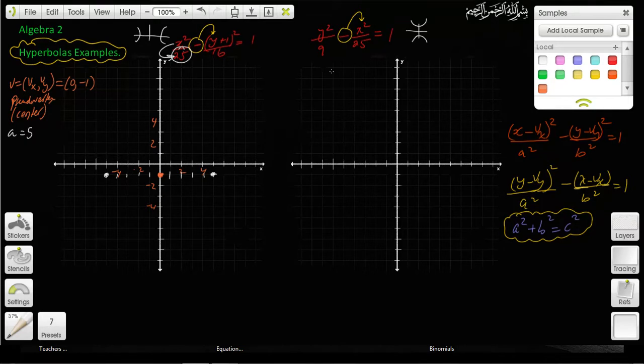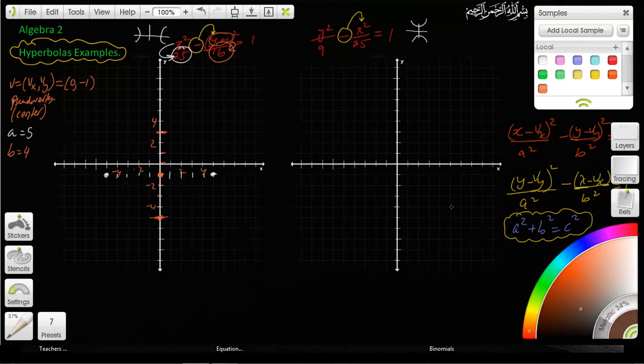And then I'm going to look at the y term, and in the y direction, in the vertical axis, I'm going to go 4 units up and down like this. So I'm going to go 1, 2, 3, 4 over here, and 1, 2, 3, 4 units over here like this. Okay, so that's going to allow me to make that rectangle. Let's use maybe a grayish type of color. So I'm going to make that rectangle like here, like this.